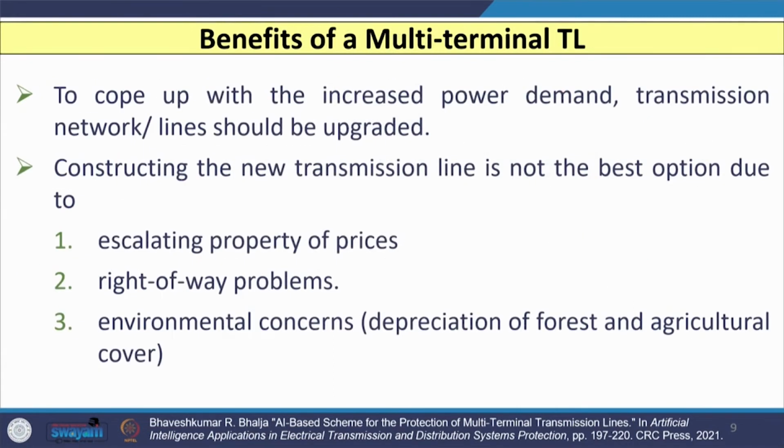Now, let us see what are the benefits of multi terminal transmission lines. We know that in order to cope with the increased power demand, the transmission network should always be upgraded. Constructing a new transmission line is not the best option because of several reasons, and there are mainly three reasons. The first, the prices are very high for constructing a new line. The second is the right of way problem.